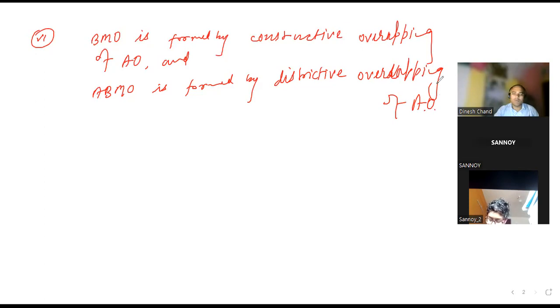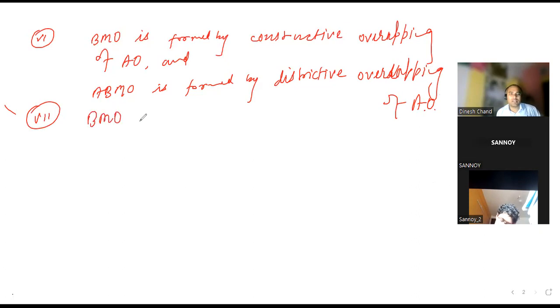No. So what is constructive overlapping and what is destructive overlapping? Can you please tell me? Sir, constructive overlapping is like this. One second, just. I am remembering one more point. Can I write one more point? Okay. Yes, sir.